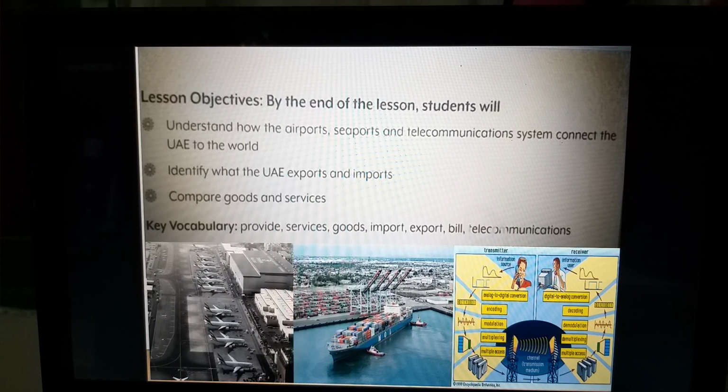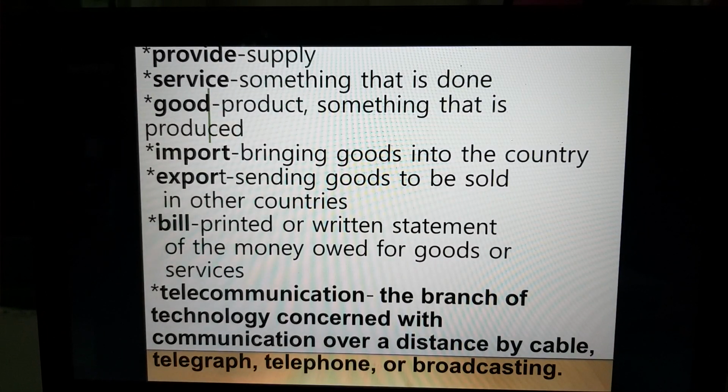And these are the key vocabularies of the day. We have provide, services, goods, import, export, bill, and telecommunications. So what is provide? Provide simply means supply. Service, it means something that is done. Good, good is a product, something that is produced.